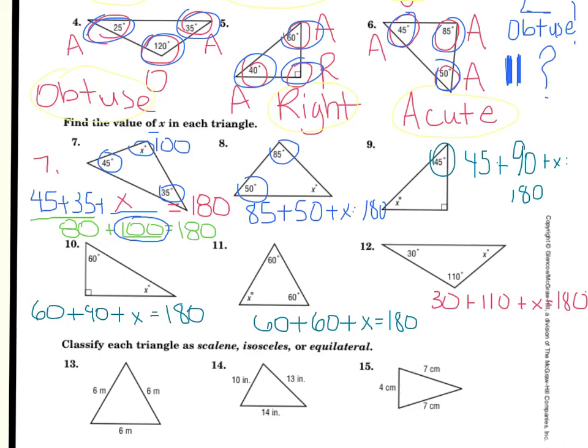For number 8, 85 plus 50. What does that give you so far? That's 135. So 135 plus what equals 180? This one may not be so easy. What would you do to figure that out? Well, you would subtract: 180 minus 135 is 45. So the missing angle there is 45 degrees.